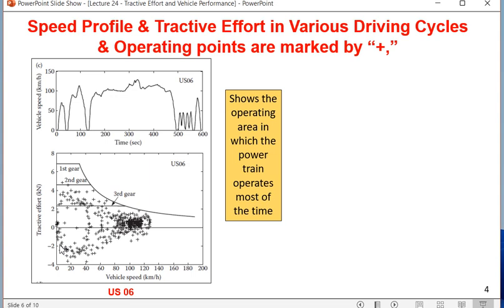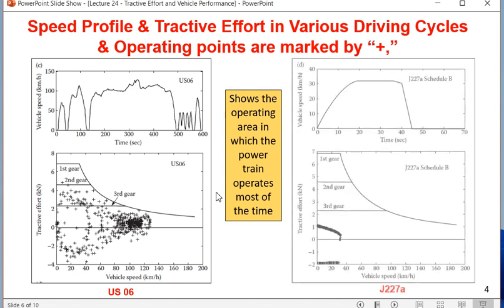And in this situation, whatever rising curve you are finding, that is actually the first gear. Then whenever the vehicle is here between 150 up to 500, the vehicle is in fourth gear or top gear. In this case, you are finding the speed is very high. Likewise, this is the US06 driving cycle.